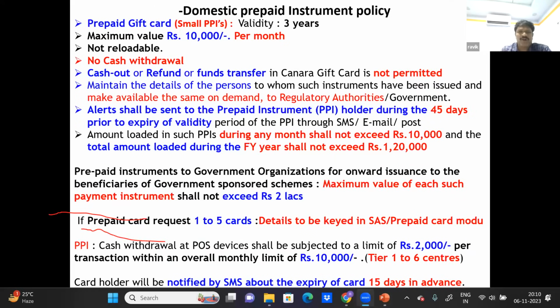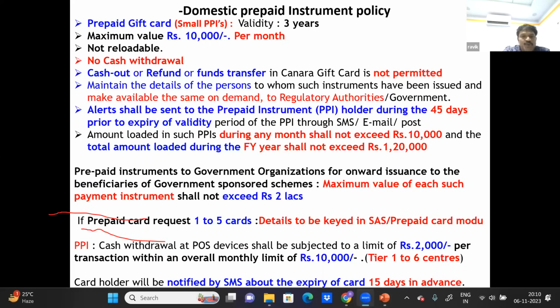And gift cards are not reloadable. Already we know the logic. No cash withdrawal is permitted on a gift card. Cash out, refund or fund transfer is not permitted. If a customer has taken a gift card and comes back saying, 'Sir, I don't want it, take it back and give the money,' we cannot give. It is not permitted. For giving the details to the government, income tax or other authorities, we should always maintain the data of the customers whom we are issuing gift cards.